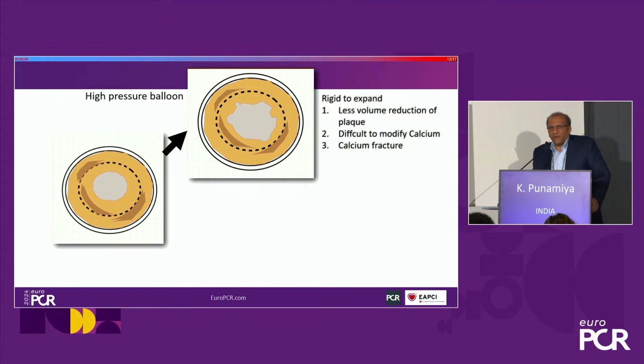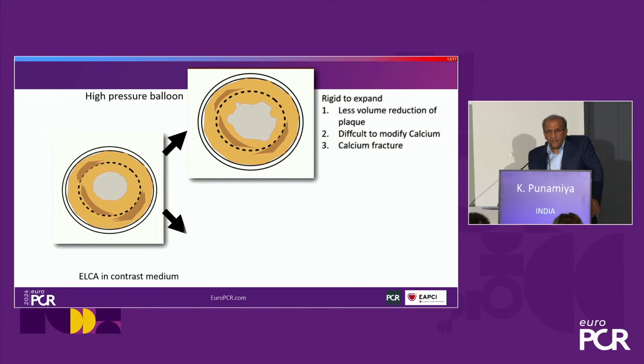Just a little mechanistic of why this happens: this is a cartoon which represents the lesion. You can see the dark browns are the calcium, intrastent and peristent. When doing a balloon dilatation, you expand the lumen, but very seldom crack the calcium, which is so abutted against the stent struts. It's difficult to modify the calcium, and calcium fracture is not seen frequently.